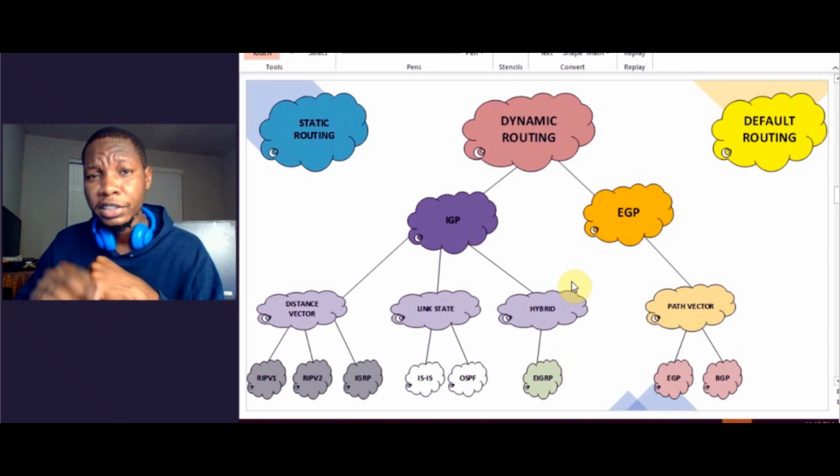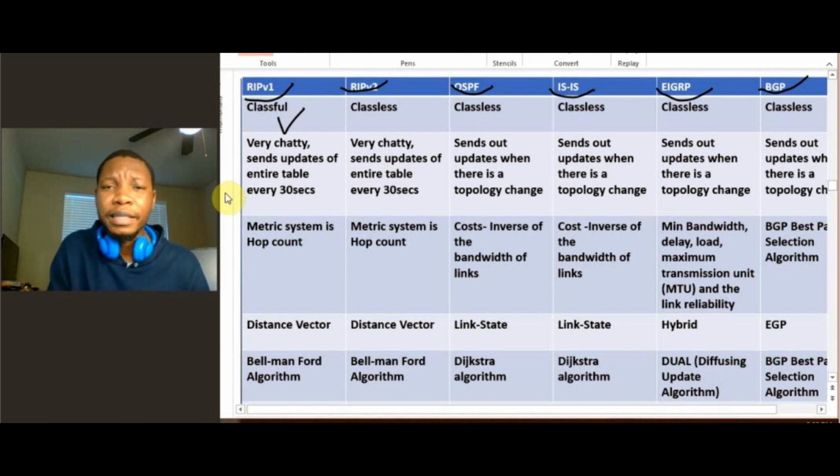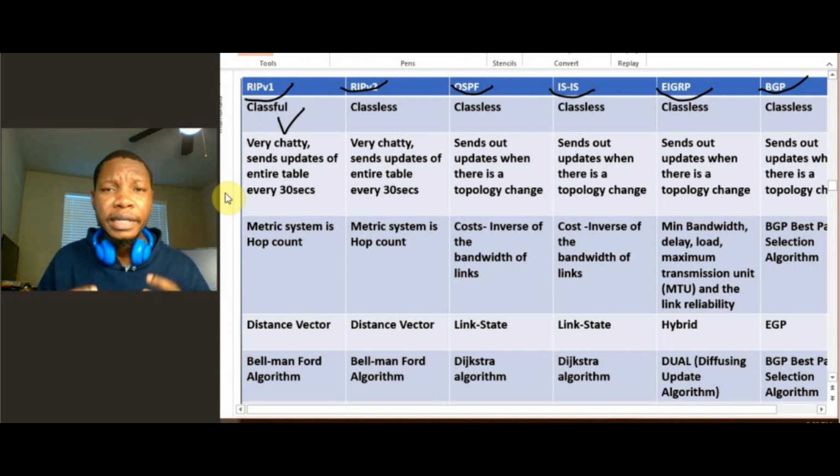My name is Ogechi. So RIP version 1 was a classful routing protocol. So by classful, it didn't really care about subnet masking. In fact, it did not care about subnet mask information. It could not do variably length subnet masking. So it only cared about major networks, right? So it was classful in nature. There was no subnet information.